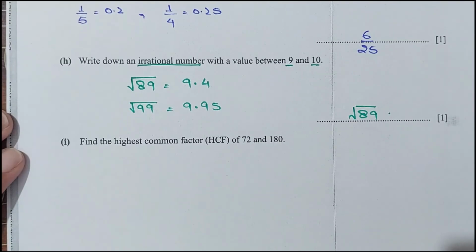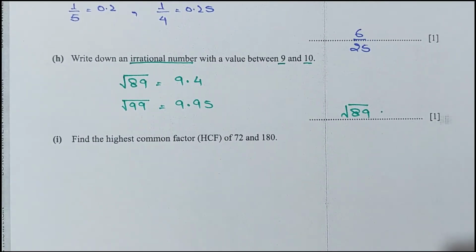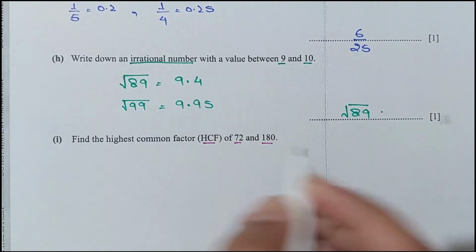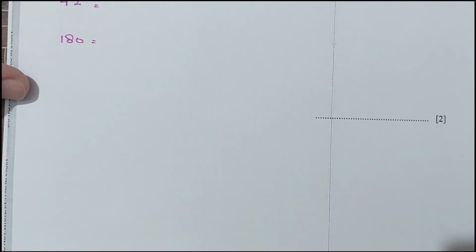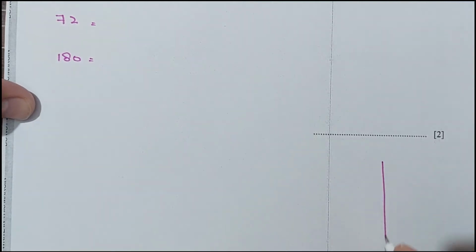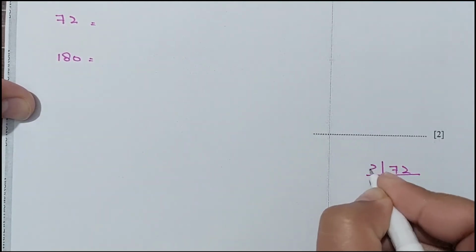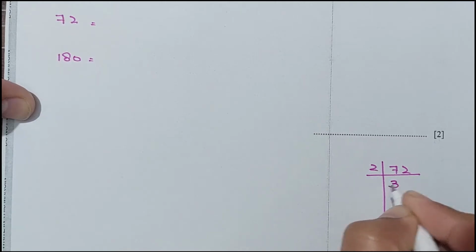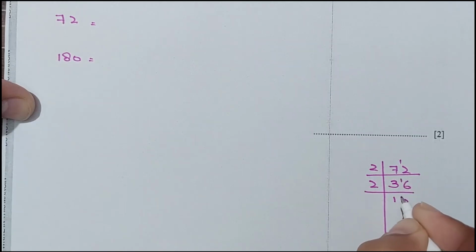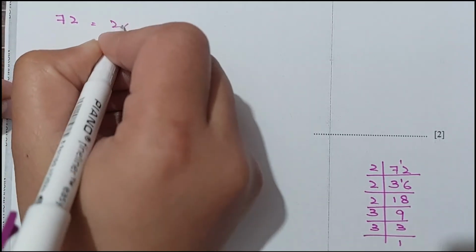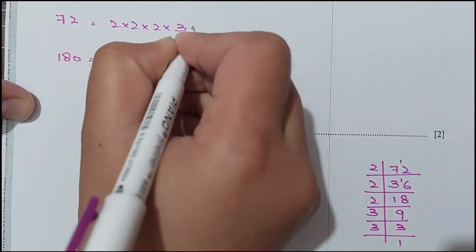Okay, now for part I, find the highest common factor, HCF, of the two numbers. So for HCF, you have to write down the prime factorizations of the two numbers first. Okay, 72 and 180. So let me start. 72: 2 times 36 is 72, 2 times 18, 2 times 9, 3 times 3. So 2 into 2 into 2 into 3 into 3, right?